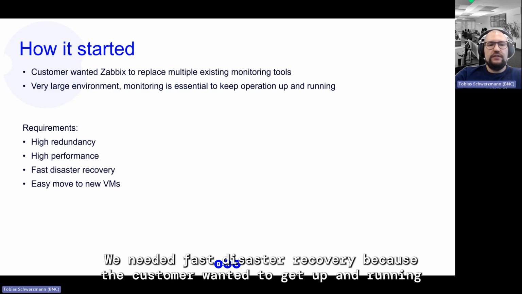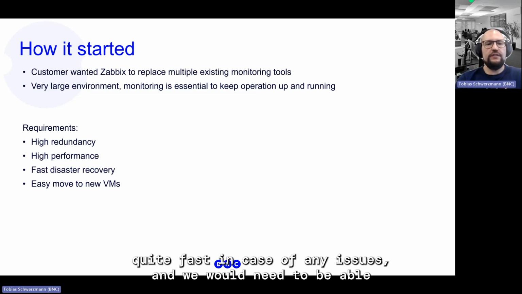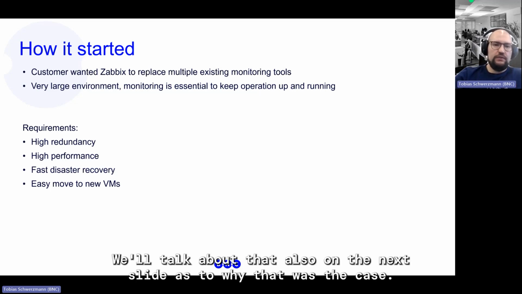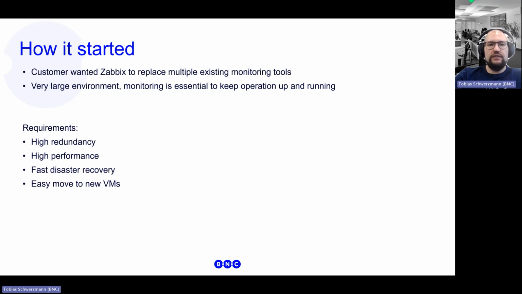We needed fast disaster recovery because the customer wanted to get up and running quite fast in case of any issues. And we would need to be able to move the VMs quite quickly. We'll talk about that also on the next slide as to why that was the case.